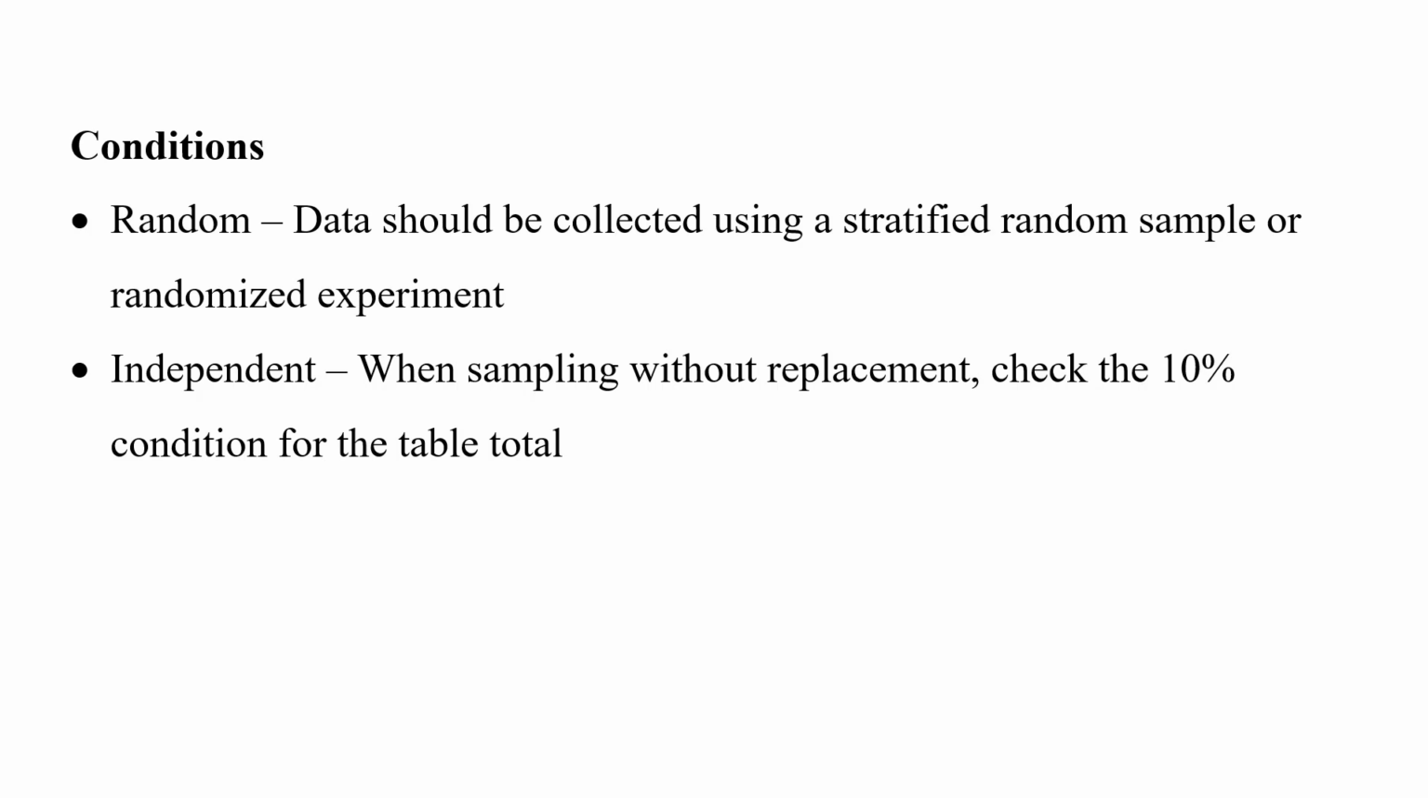So your entire population, in our example, let's say, is students between 18 and 20, I think were the ages. We want to check the 10% condition on the entire population. We stratified it into males and females and took separate random samples, but our entire population was students or adults who are between the ages of 18 and 20. Okay, so you check the 10% condition just for the table total of your entire population.